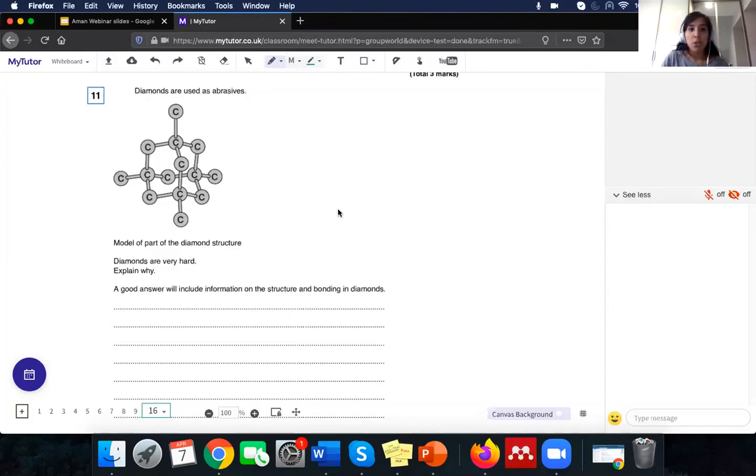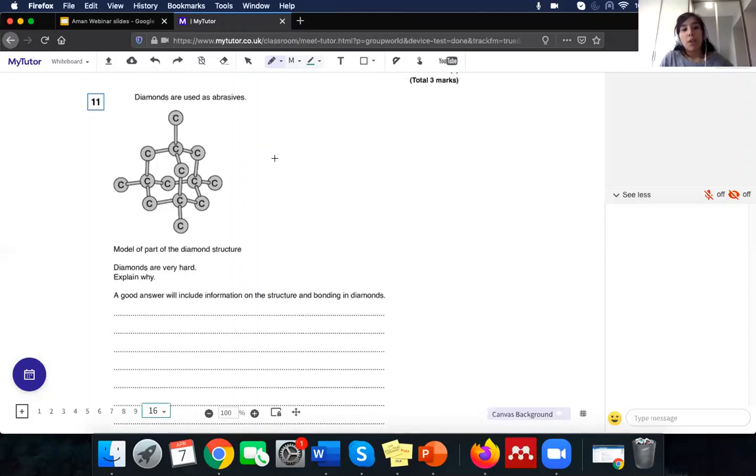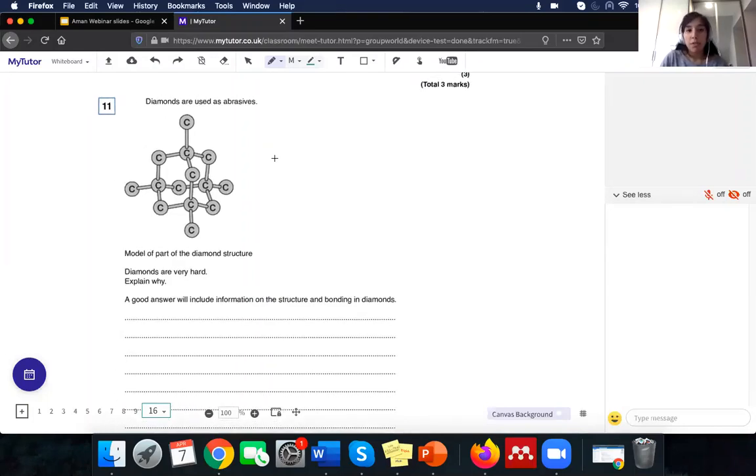Someone's asking me what's an abrasive. So if you think about cleaning products, there are lots of different definitions of abrasives. It can be used as almost like rubbing and cleaning things off. The proper word that I would use to describe abrasive would be almost like corrosive, in that they can remove things. So if we think here, diamonds are used as abrasives, they can remove things. So we need to think why diamonds are very hard and why they can do that.